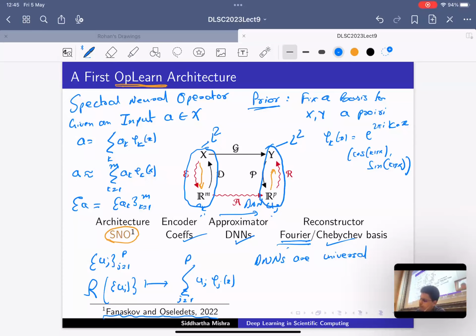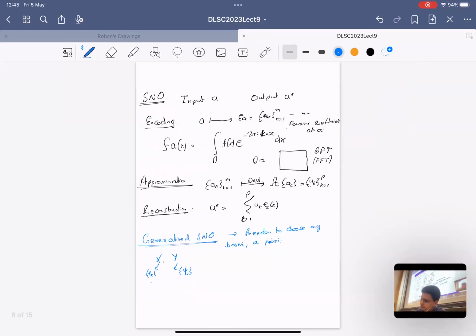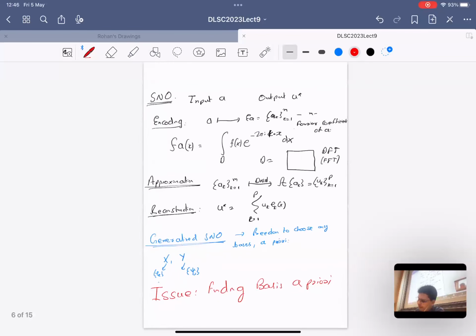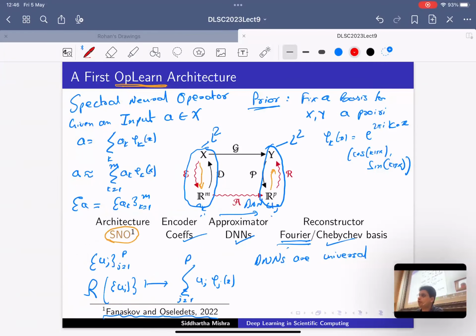But the big issue, perhaps we should put that in red, is finding the basis a priori. You need to have some expert knowledge in order to be able to do that, and this can be limiting. There are also computational issues that I just alluded to. So there is a way in which you can generalize this, or get out of this limitation.